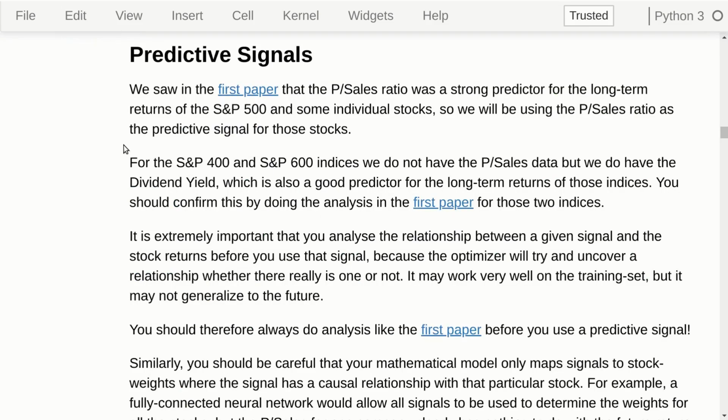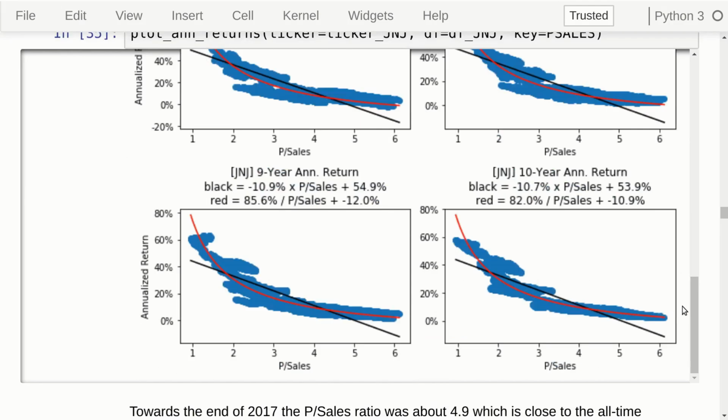Okay, so let's talk a little about the predictive signals, and let's go back to the notebook for the first talk again. So what you want to do is you want to make an analysis like this when you have a new stock you consider, and you have a signal such as price to sales.